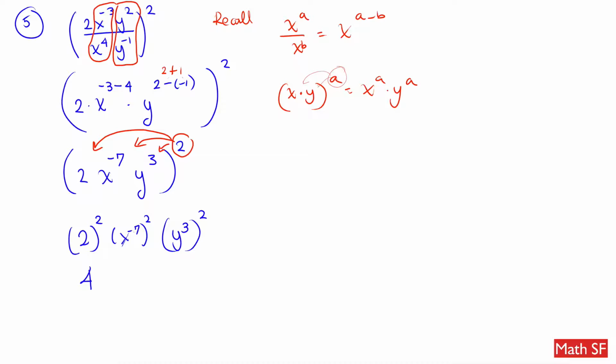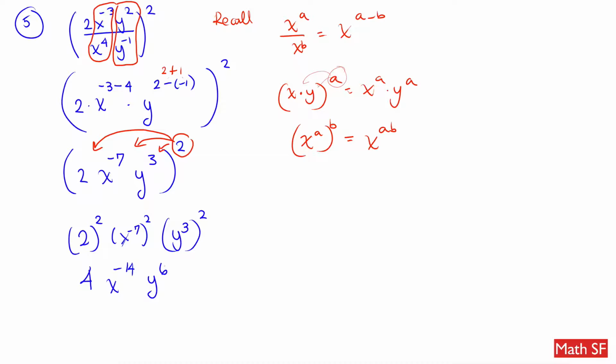Now, how about this one? x to the negative 7 and then to the power of 2. Also recall that x to the a, then to the power of b, a power to a power, you have to multiply them. So a times b will be your answer. A power to a power will be x to the product of a times b. Doing that, negative 7 times 2 is actually negative 14. So I'm going to have negative 14 here. And then I have y. 3 times 2 is actually 6.